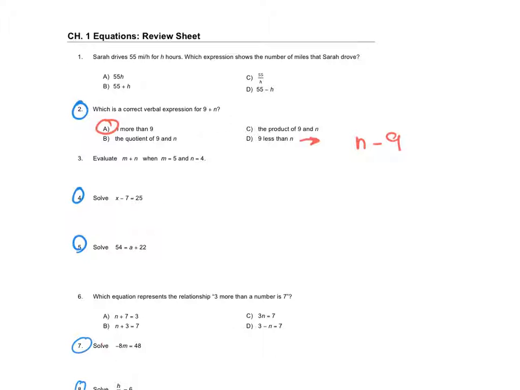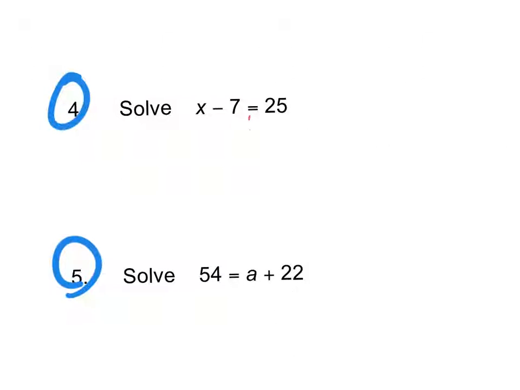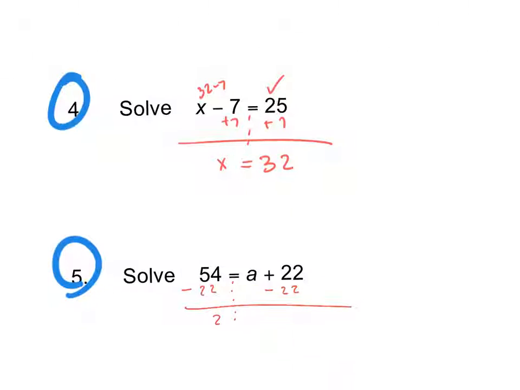Okay, number 4, simple one-step equation. What you would do is add 7 to both sides, and you would get that x is equal to 32. And you could always check your work. 32 minus 7 is equal to 25. Number 5, trying to isolate a, so you're going to subtract 22 from both sides, and you get 32 is what a is equal to. And if you punched it in, 32 plus 22 is 54, so you know that that's correct.